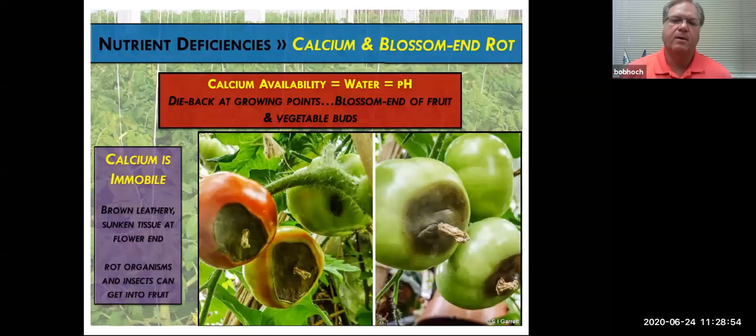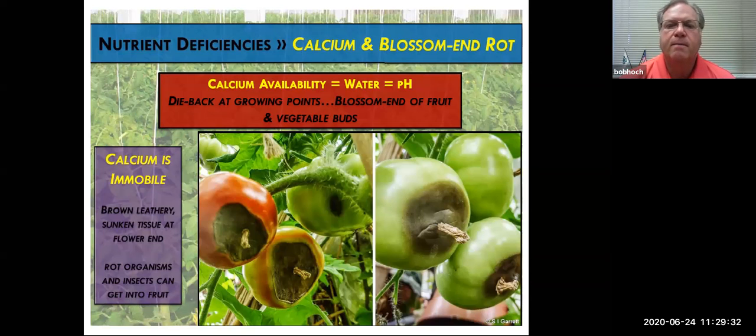The other one that probably anybody that's grown tomatoes at some point has become familiar with is blossom end rot. And blossom end rot is a nutrient deficiency. It is not a disease, although it certainly looks like a disease. We call it blossom end rot because it typically manifests itself on the blossom end. You can even see where the dried up part of the flower would be on the tip of those tomatoes. That's the blossom end.